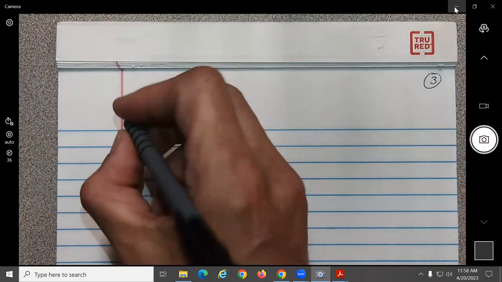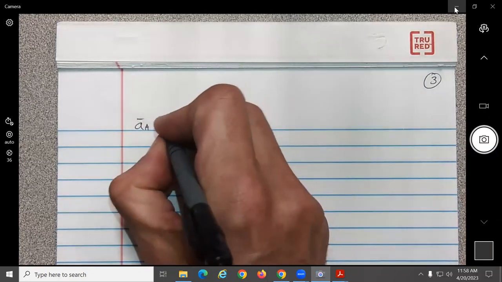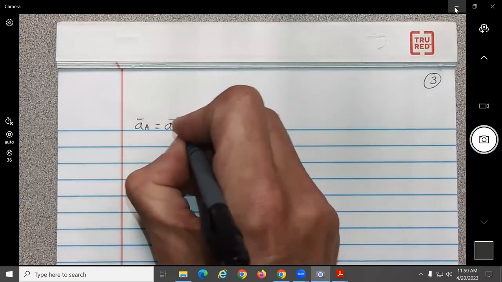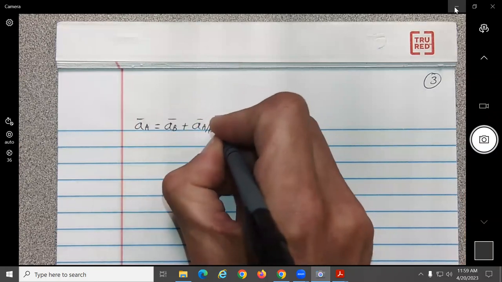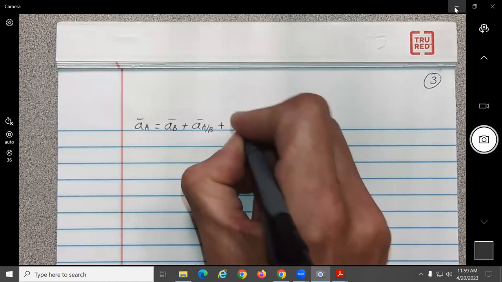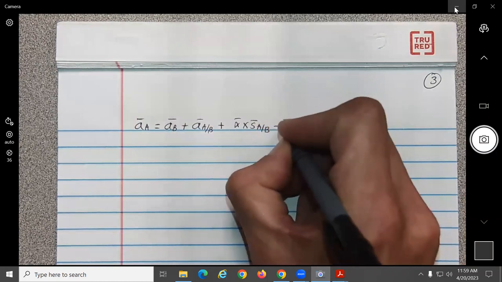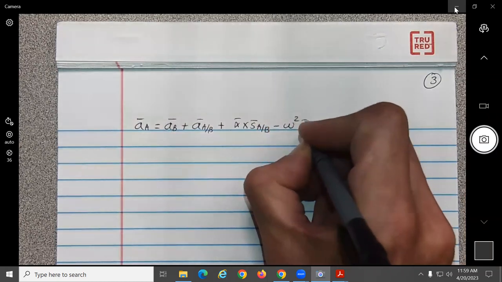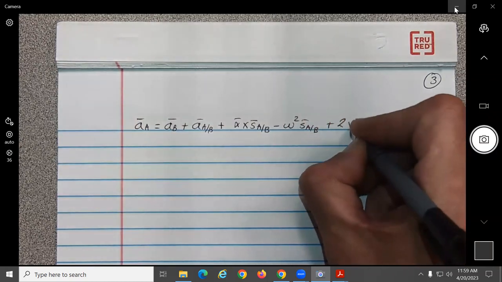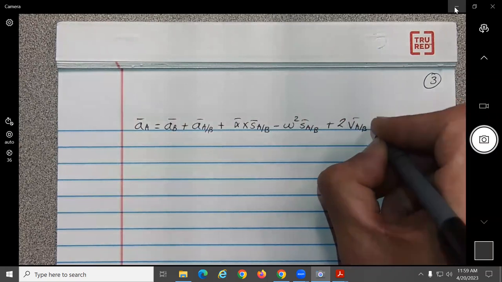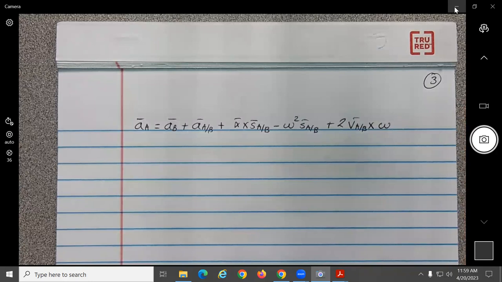All right, so let me just write the equation. What will you have? You need to do the same thing. Acceleration of A will equal to what? Acceleration of B plus acceleration of A with respect to B plus alpha cross S of A with respect to B minus omega square S of A with respect to B. And then I always forget that one. I think it's two times velocity of A with respect to B cross omega. I don't know if it's plus or minus, but I think it's.